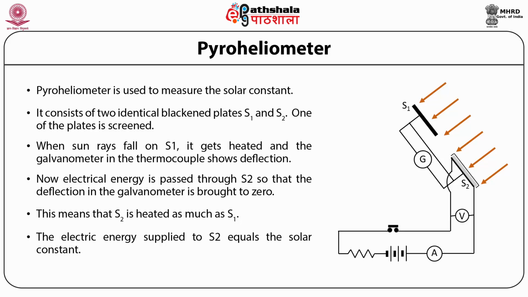So the given figure here shows an arrangement called pyroheliometer for measuring the solar constant. S1 and S2 shown in the figure are two identical screens which have been blackened. One of them is covered to insulate it from solar rays. Then these are connected by a thermocouple. When screens are exposed to solar rays, S1 gets heated and galvanometer needle shows deflection. Now S2 is heated by passing electric current through it till the galvanometer shows zero deflection again. The energy supplied to S2 measures the solar constant.